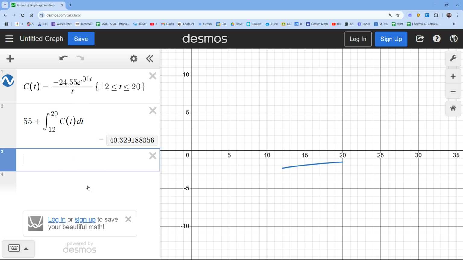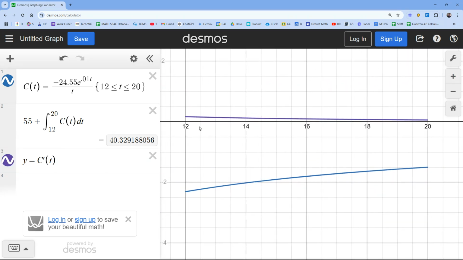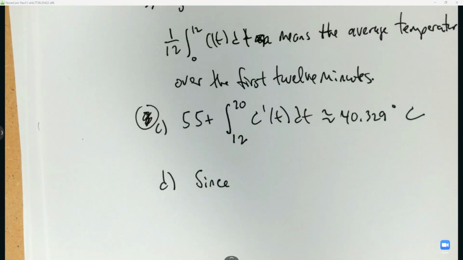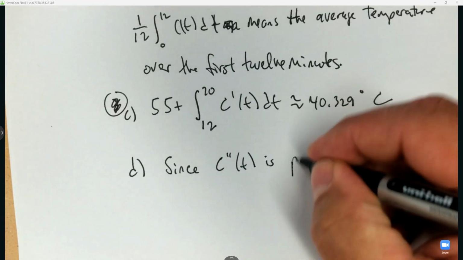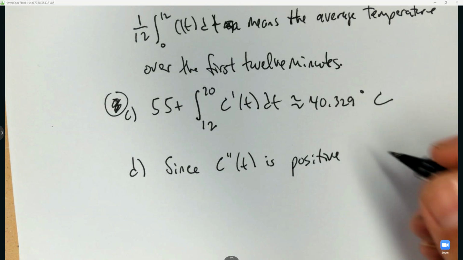Now, if I type in the second derivative, so if I go y equals, and I do the derivative of a derivative, so this is really the second derivative, what you could also notice on the graph is this purple, which is the second derivative, is above the axis. It's positive from 12 to 20. That's also an indicator. So the first derivative is increasing, or the second derivative is positive. Both of those are indicators. So I'm going to write that down. I'm just going to go with the second one.